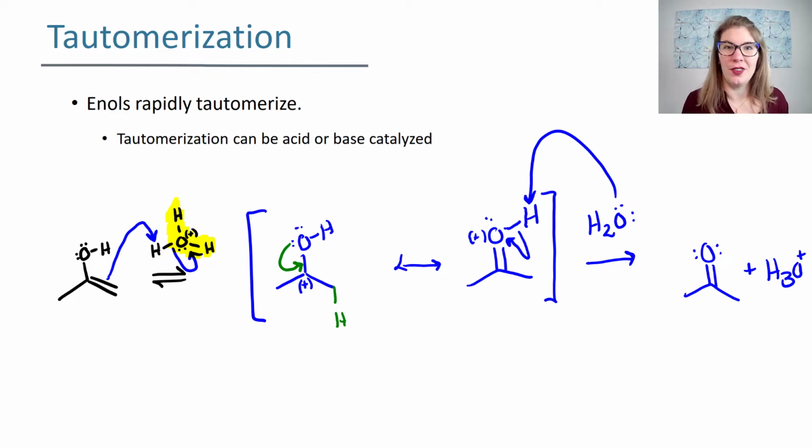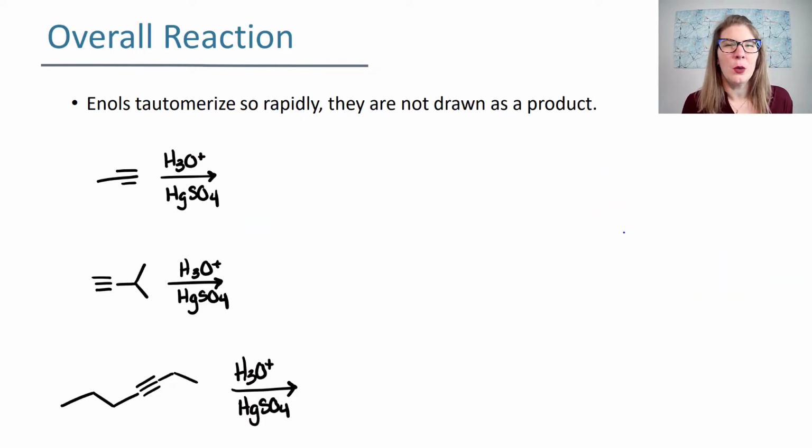It's always such a good feeling when your mechanism successfully regenerates your catalyst. Keep in mind, this is an equilibrium reaction, so I'm going to draw my other arrow that way as well. It's just that the ketone is much more highly favored in the equilibrium than the enol. Let's consider what you're going to draw for the overall reaction.